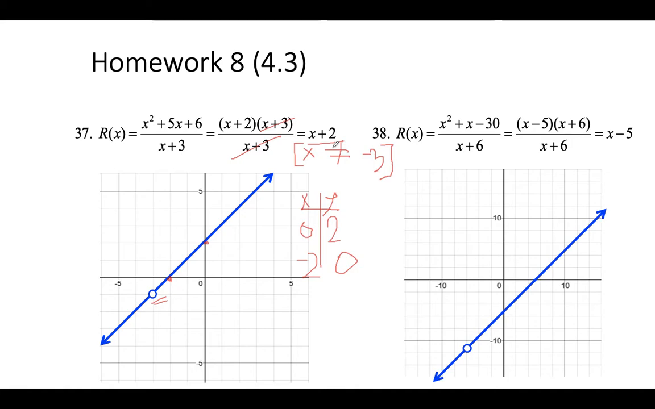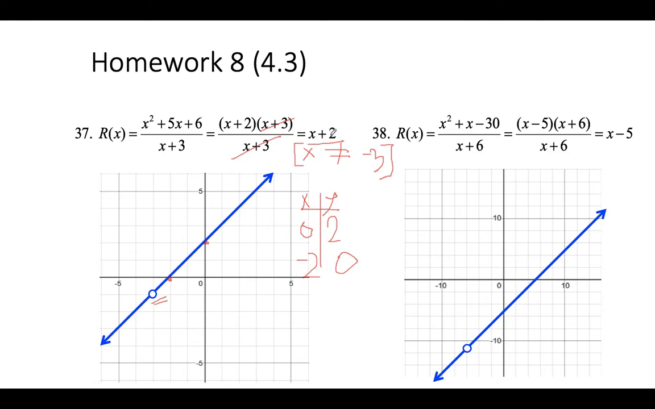Horizontal asymptote, there is no horizontal asymptote because the power is more in the numerator and less in the denominator. Then oblique asymptote, this is the oblique asymptote. How do we know that? After division, the power is 2 and the power is 1, so just one more. That means there will be an oblique asymptote.